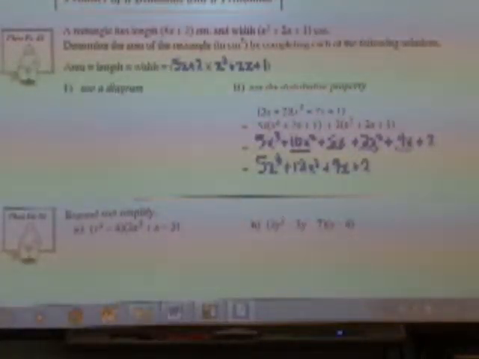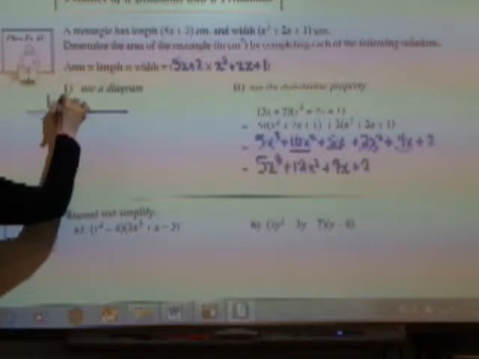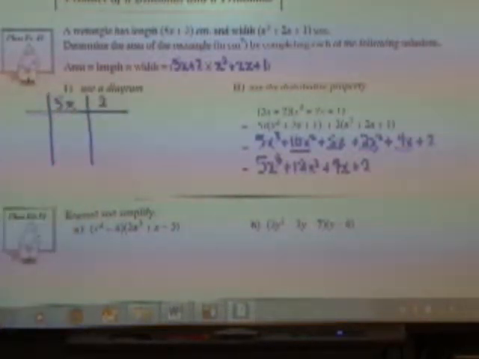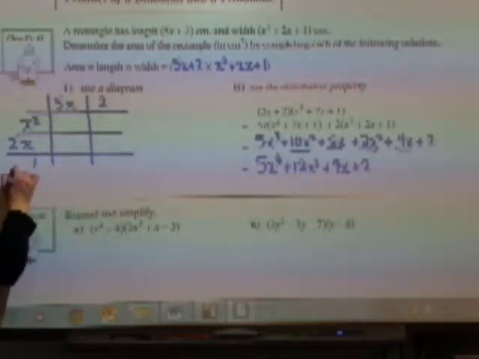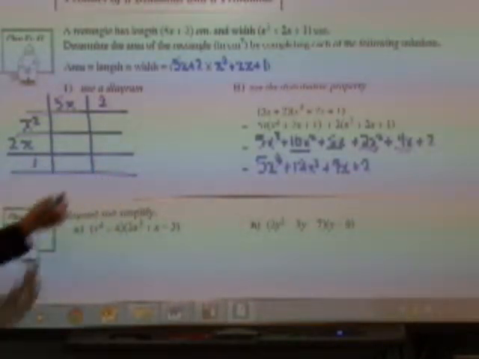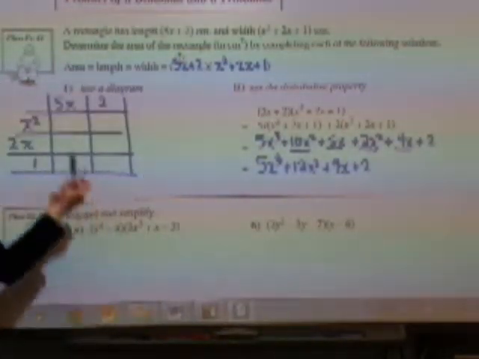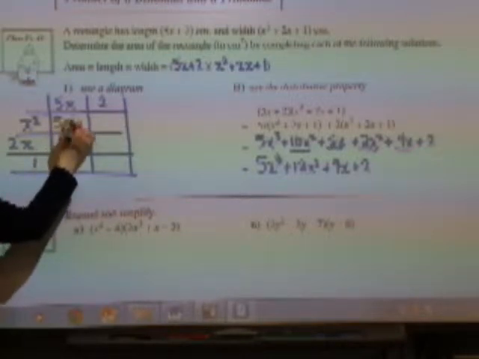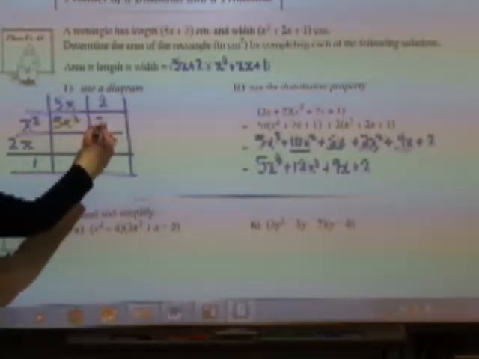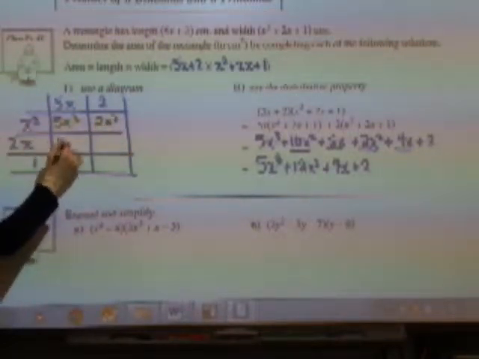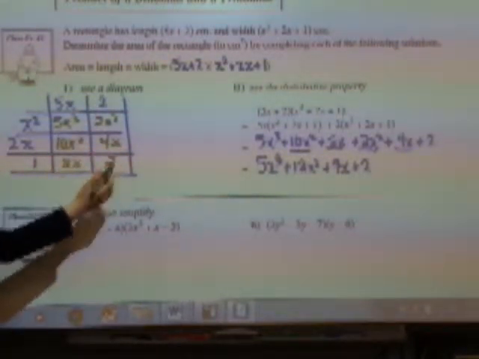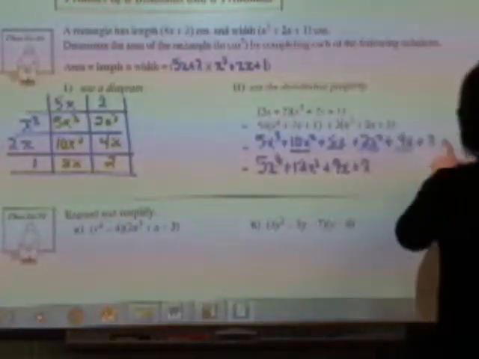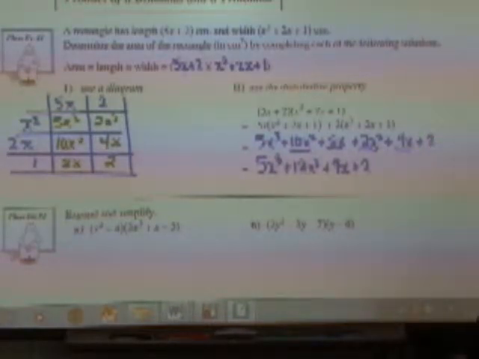This first part says we could use a diagram. So we used the diagrams before. 5x, positive 2. And then an x squared, and add 2x, and a 1. And then what I would do is I would multiply 5x and x squared, I get 5x cubed. 2 and x squared, 2x squared. 5x and 2x, 10x squared, then I get a 4x, a 5x, and a 2. Which, if you notice, are the same 6 terms that we got over here. It just arranges it differently.